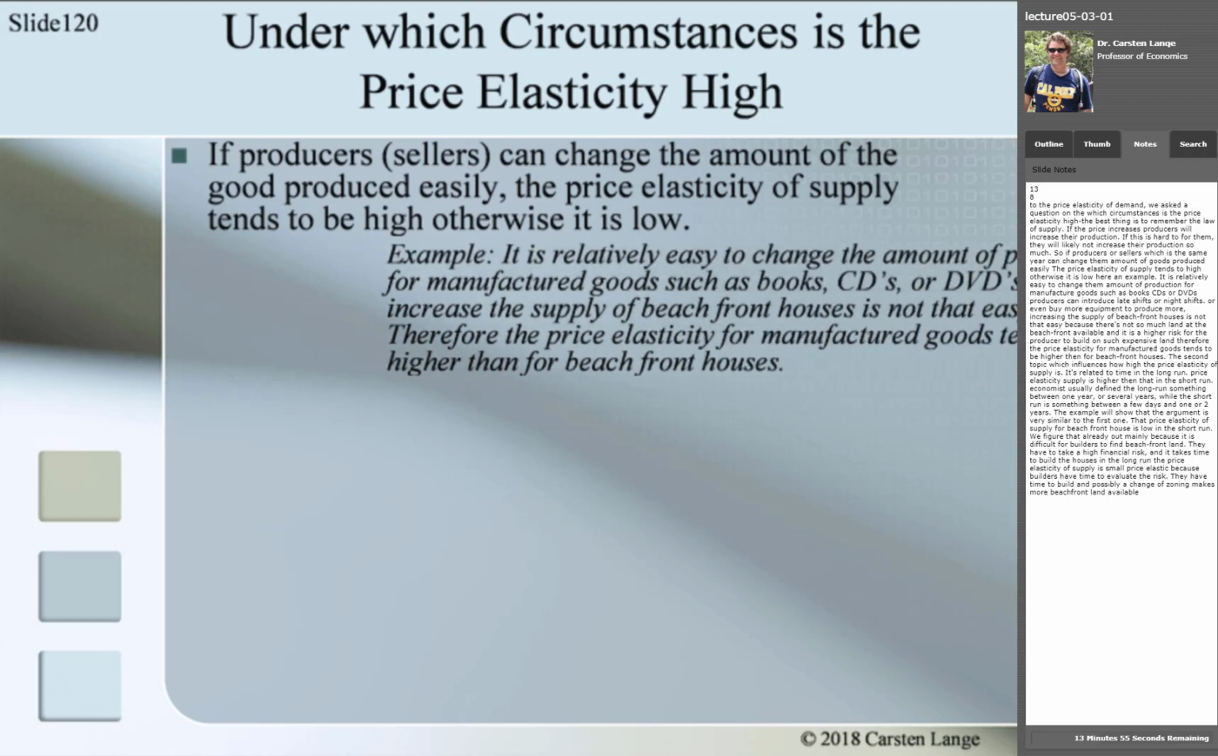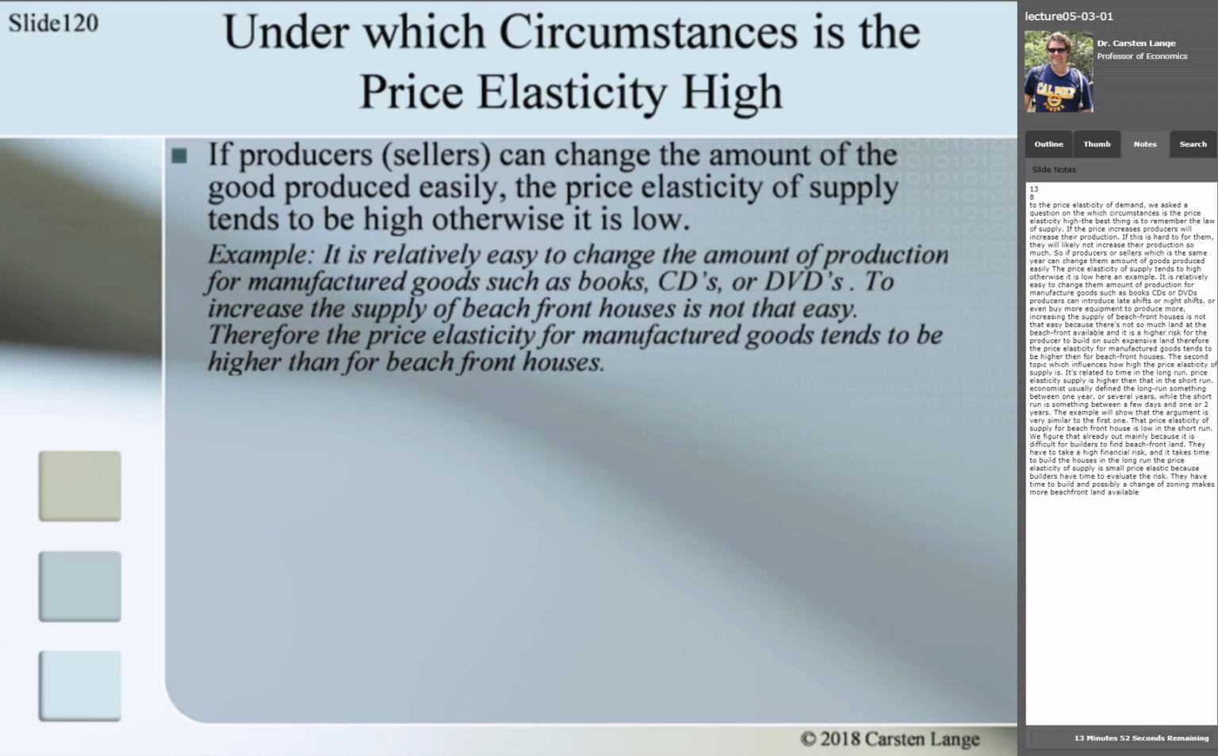Here's an example. It is relatively easy to change the amount of production for manufactured goods, such as books, CDs or DVDs. Producers can introduce late shifts or night shifts, or even buy more equipment to produce more. Increasing the supply of beachfront houses is not that easy, because there is not so much land at the beachfront available, and it is a high risk for the producer to build on such expensive land. Therefore, the price elasticity for manufactured goods tends to be higher than for beachfront houses.